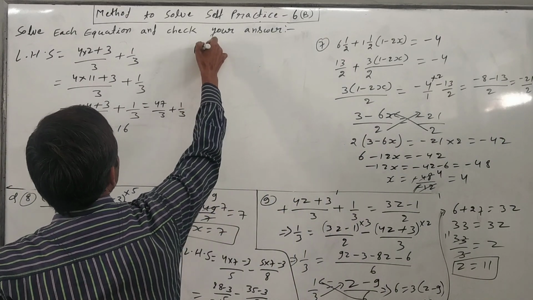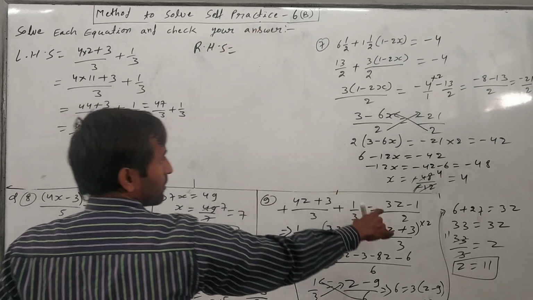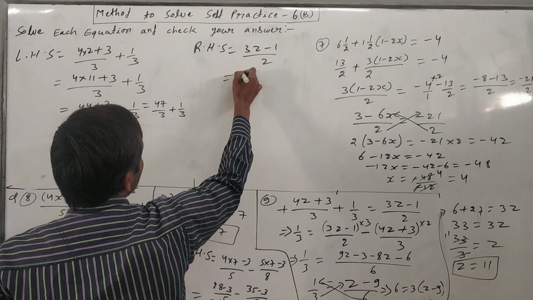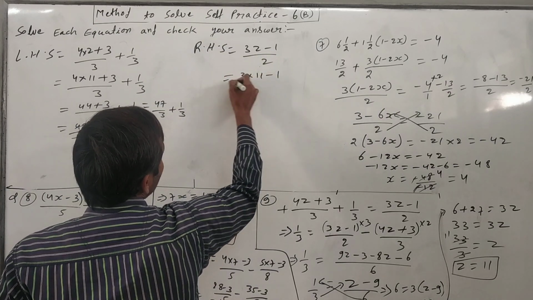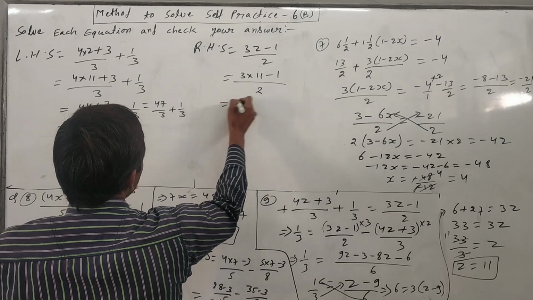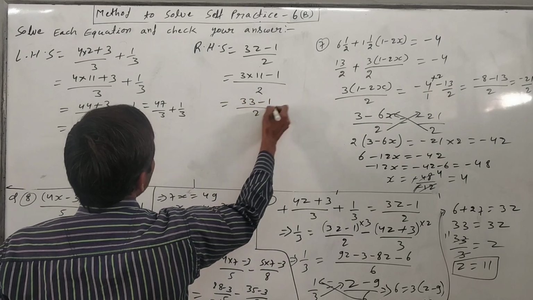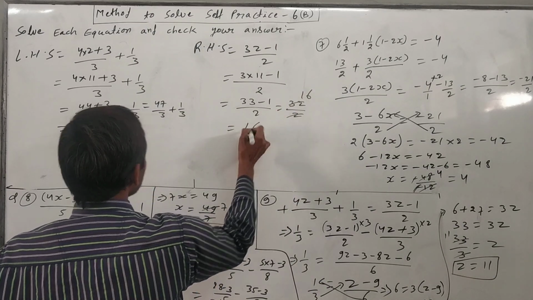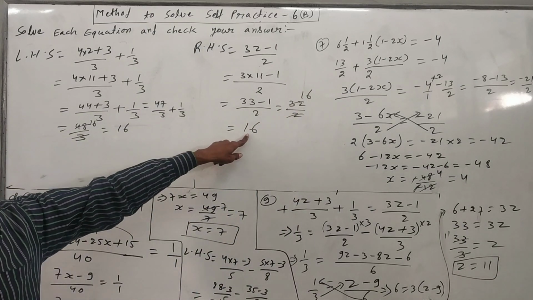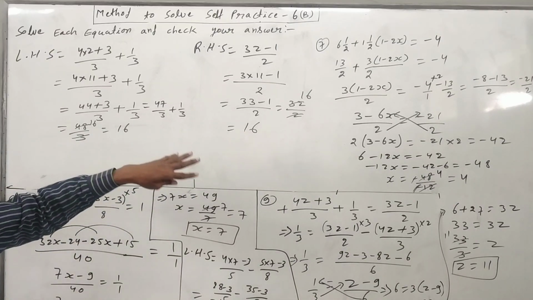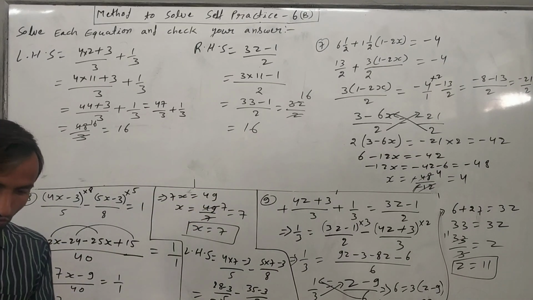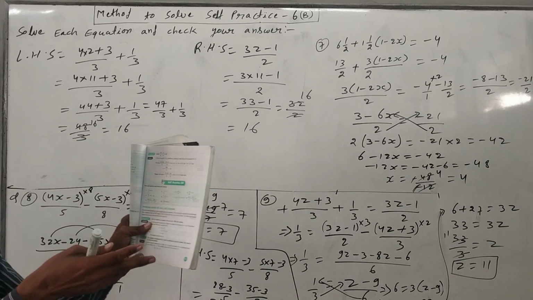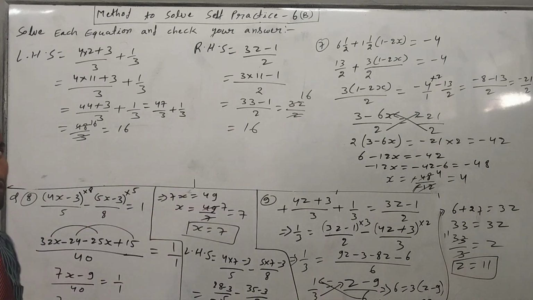That's why. So RHS is equal to the given (3z minus 1) upon 2. So 3 into 11 minus 1 upon 2. So here 33 minus 1 upon 2 means 32 upon 2. It will cancel out, it will come 16. So just you see here, in the LHS also 16, in the RHS also 16, both are equal. It means our answer is correct. So like that we have to simplify whatever I have laid out, just try yourself and you have to check your answer also according to this method. Okay, that's all.